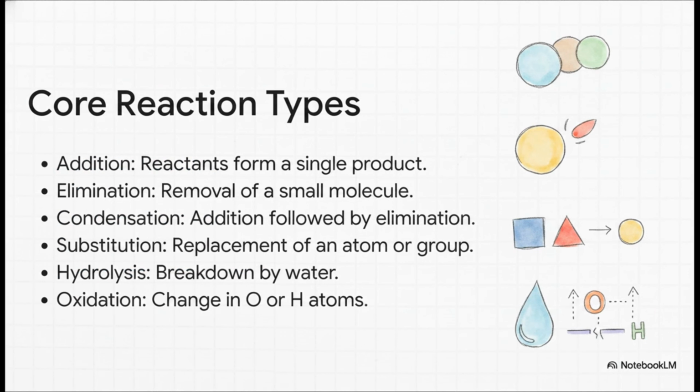Beyond the mechanisms themselves, you really need to be able to instantly categorize what type of reaction is occurring. Memorize this rapid-fire list. Addition creates a single product. Elimination pulls a small molecule out. Condensation is a two-step dance of addition and then elimination. Substitution swaps parts out. Hydrolysis uses water to break a molecule apart. And finally, oxidation is usually spotted by a change in oxygen or hydrogen atoms. Recognizing instantly that, say, hydrolysis breaks down a halogenoalkane will save you precious minutes when you're identifying reaction conditions.